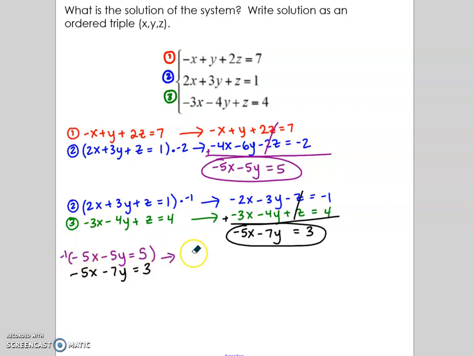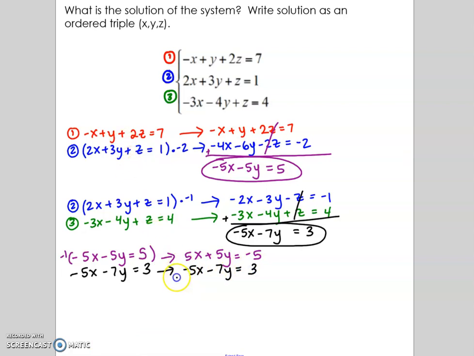So I'm going to multiply negative 1 times negative 5x, which is positive 5x. Negative 1 times negative 5y is positive 5y. Negative 1 times 5 is going to give us negative 5. The second equation, we are not doing anything to that. We're just going to leave it exactly the same. So we have negative 5x minus 7y equals 3.